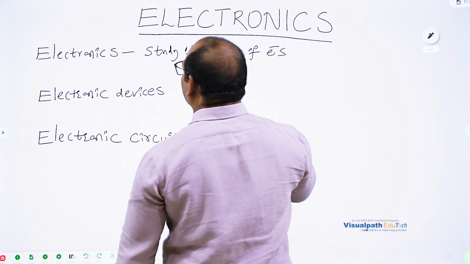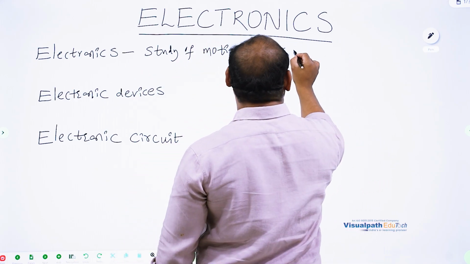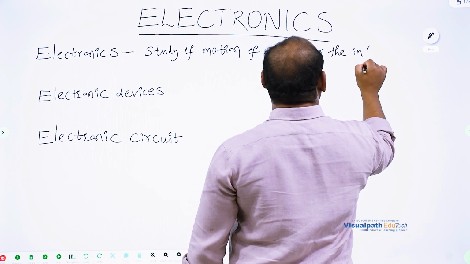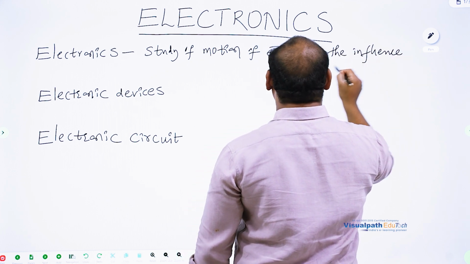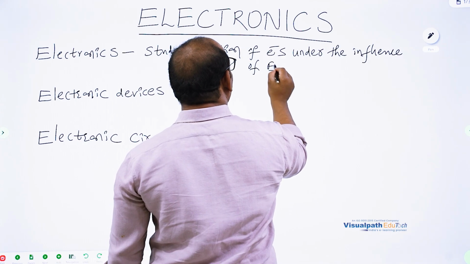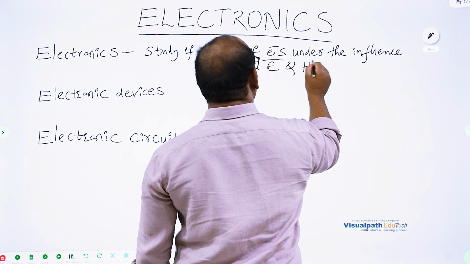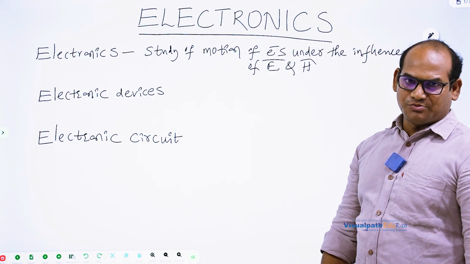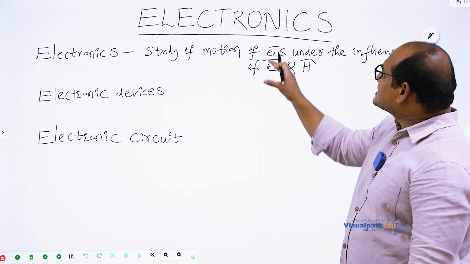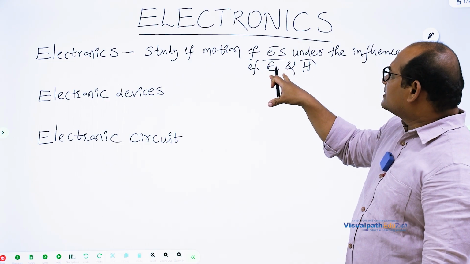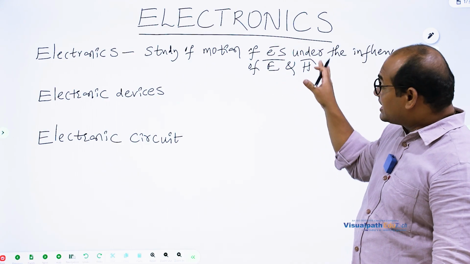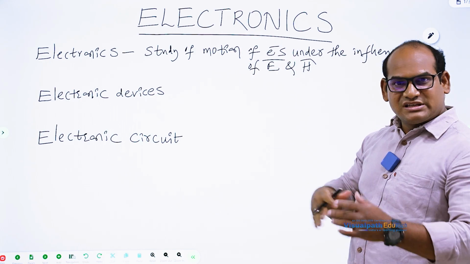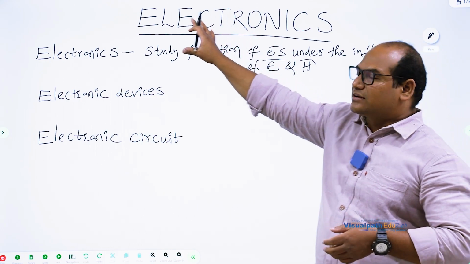Okay, so again I am repeating, electronics is the study of motion of electrons under the influence of electric field and magnetic field. Electric field is generally represented with E bar and magnetic field is represented with H bar. So these electrons must be available in electric field and magnetic field, or electric field or magnetic field. Then based on the motion of the electrons, whatever study we are going to do, that is called electronics.